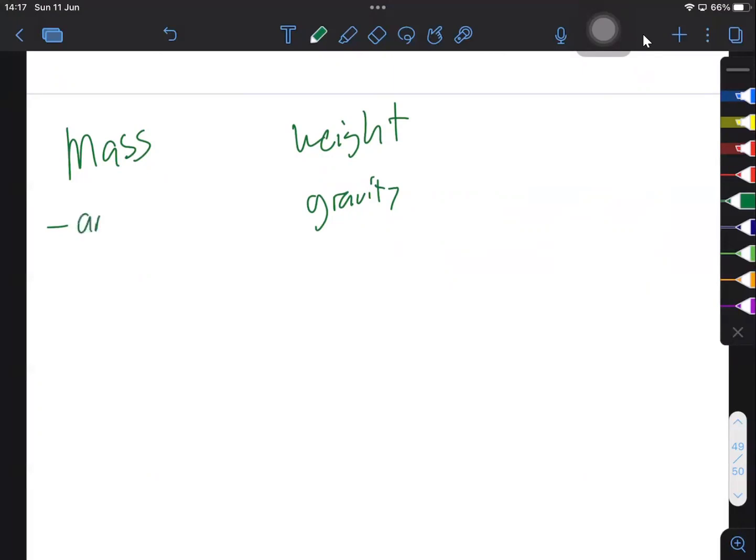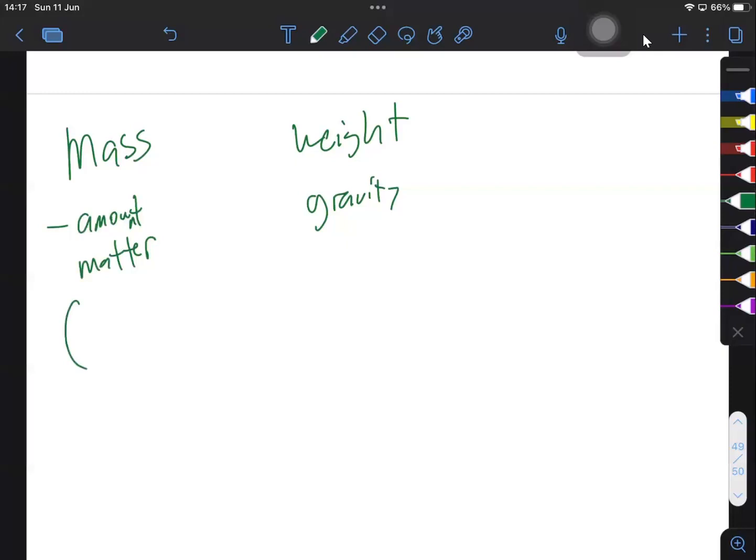Right, it's the amount of matter in your body, guys. The key word is matter. So it doesn't matter wherever you go, you still have the same amount of matter. For example, here on Earth, you have 1 billion matter in your body. You go to the Moon, Jupiter, or Mars, your matter will still be the same, and thus, because of that, your mass will never ever change.